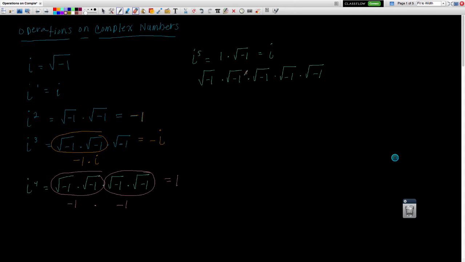And I always just circle groups of 2 just because it helps. So you have -1 times -1 times the square root of -1. -1 times -1 is 1. The square root of -1 is i. 1 times i is i, which we got up here.